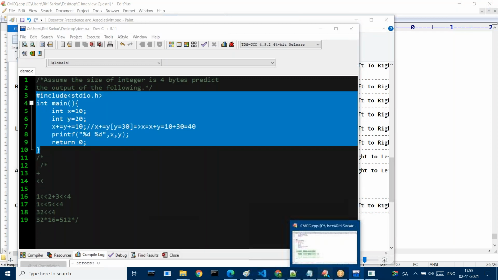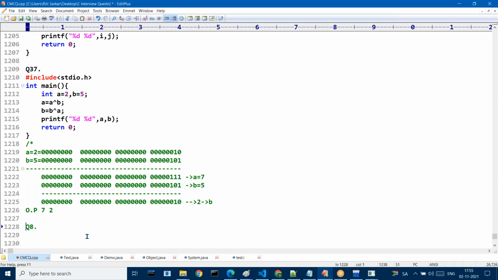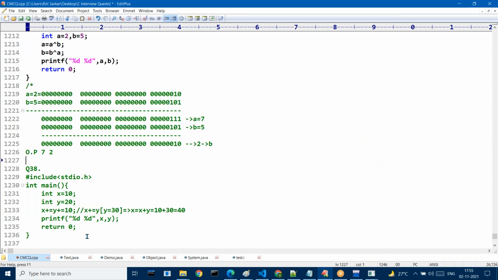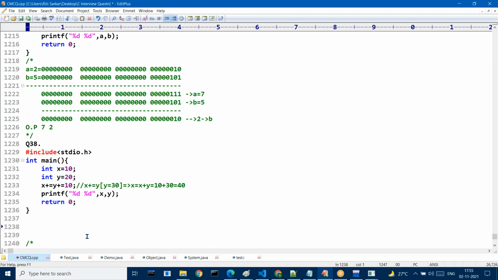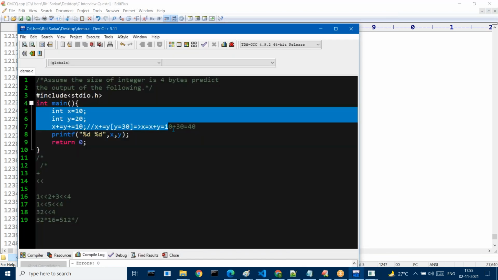Next. So all the operators we are practicing, guys. No operator we are leaving. Whatever we are leaving that is related to a particular concept will be discussed there, like dot operator, arrow operator. We have to wait for the structure concept to come.